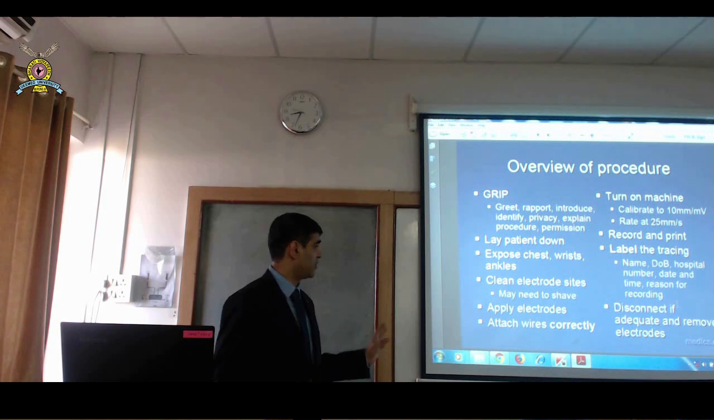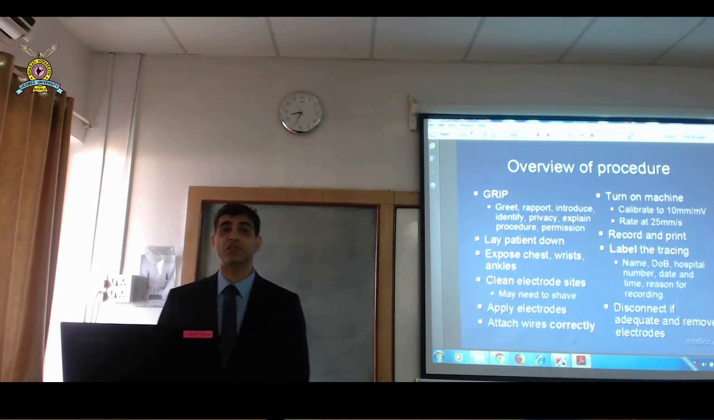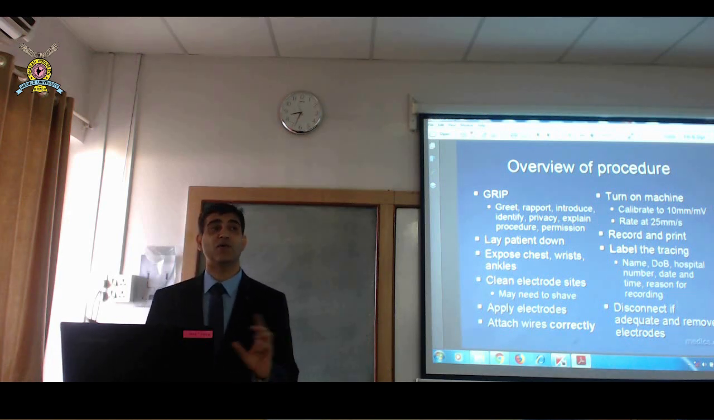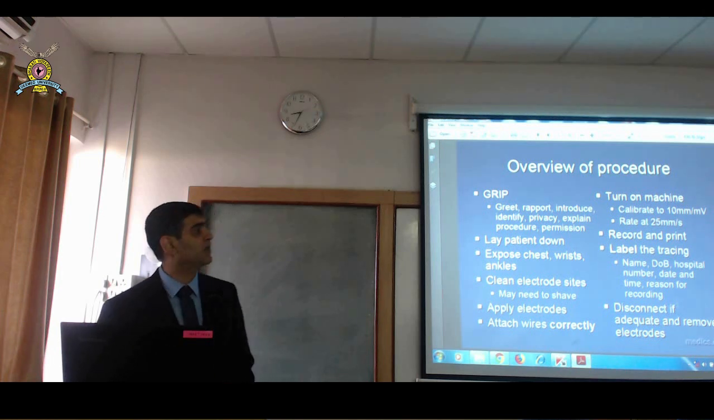Clean the electrode sites, apply electrodes, and attach the wires correctly. Another thing I noted is that because the nurse or the doctor doesn't know how to do an ECG, they attach the wires wrongly, and that's not right. You have to attach the wires correctly. There is a universal code. Unfortunately, in India, not all the machine companies follow that code. I practiced in the UK for a long time.